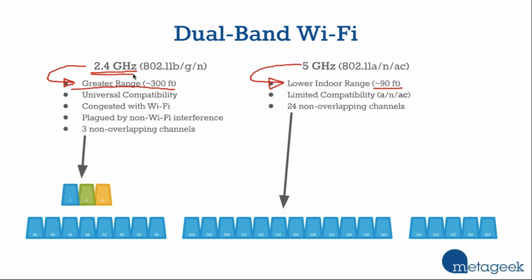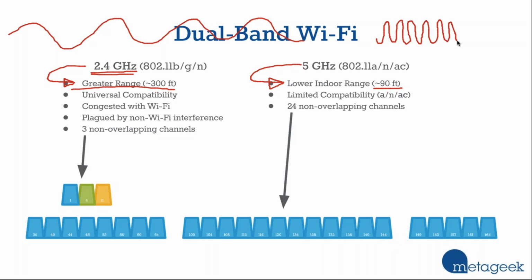Well, it's because 2.4 gigahertz is a lower frequency, and because it's a lower frequency, those wavelengths are literally longer. They're a longer wavelength, and so they do a better job of going through stuff. It punches through walls and doors and people and filing cabinets and desks and things like that much better than 5 gigahertz. The 5 gigahertz band has wavelengths that are a lot closer together because it's a higher frequency, and so it attenuates more. It just doesn't go through stuff nearly as well.